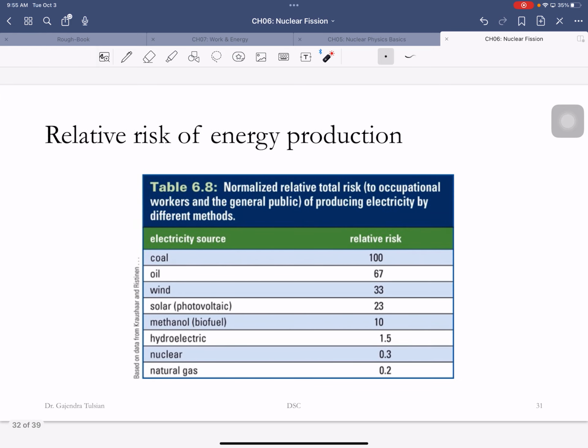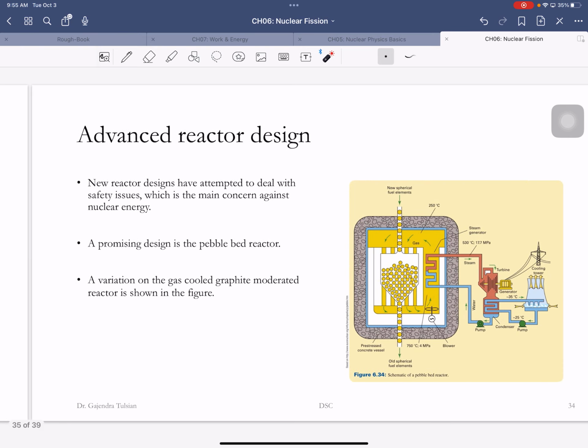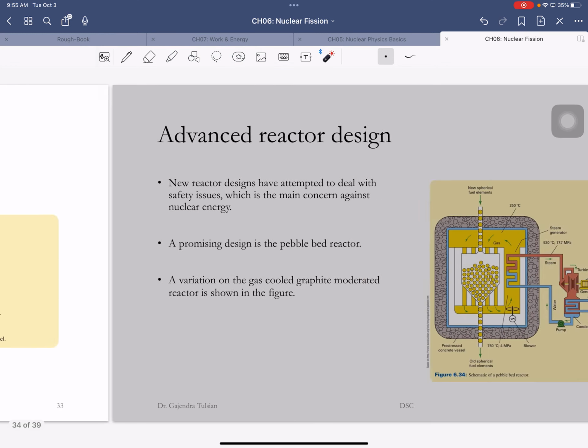According to some opinions, this is the relative risk of energy production, overall death and stuff like that. If producing electricity by coal has a relative risk of 100, by nuclear reactors it's 0.3. So it's essentially riskless. All right, so all accidents essentially happen like this.